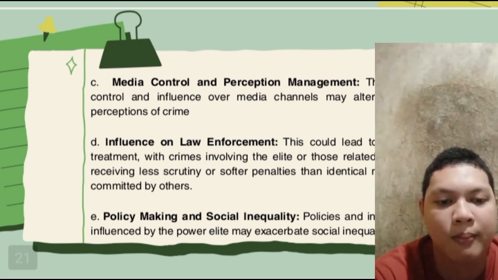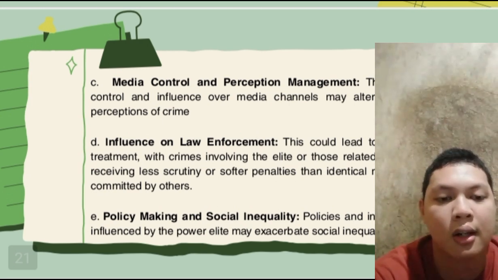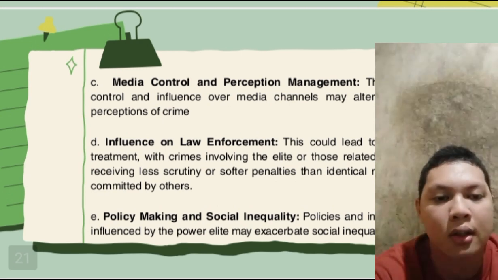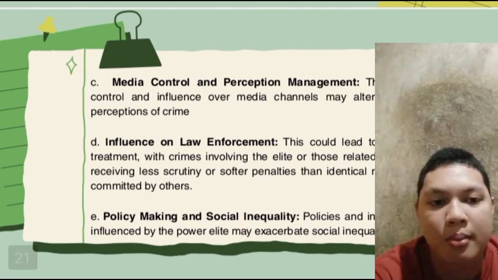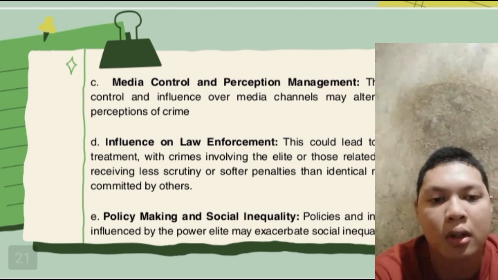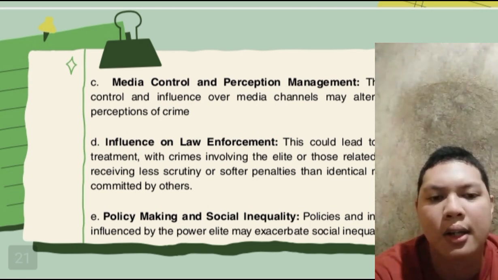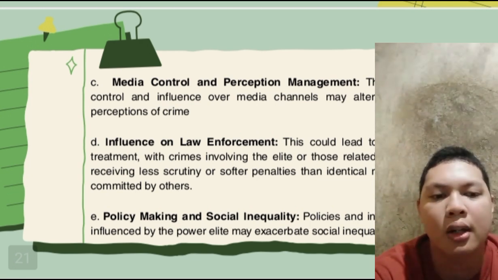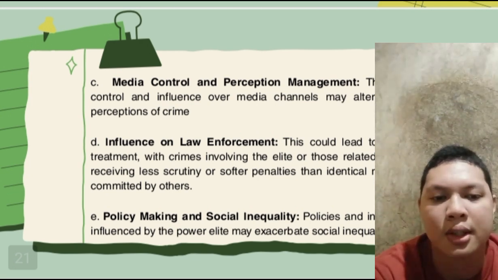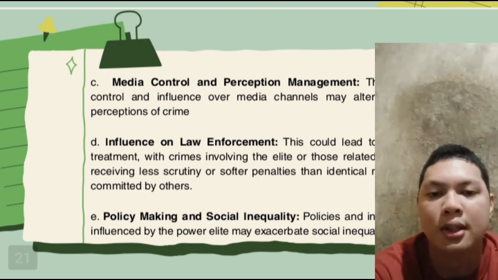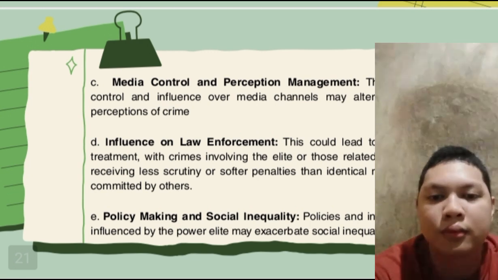E. Policymaking and social inequality. Policies and promotions influenced by the power elite may exacerbate social inequality. So, policies created or influenced by the elite often benefit those already in power. This can increase social inequality, where the rich get richer and the poor continue to struggle due to an unfair system or uneven opportunities. That's all, and thank you.